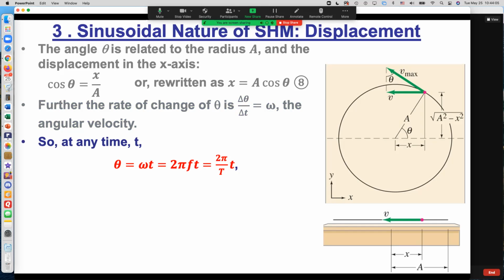If theta over time equals omega, then theta equals omega times the time, right? Radians per second. Do you remember that? I thought we dealt with radians per second, no? We did, but I just forgot. Yeah, I don't know if we did. We definitely did.